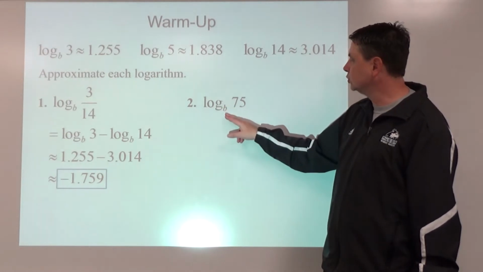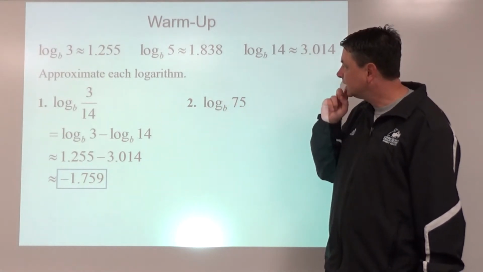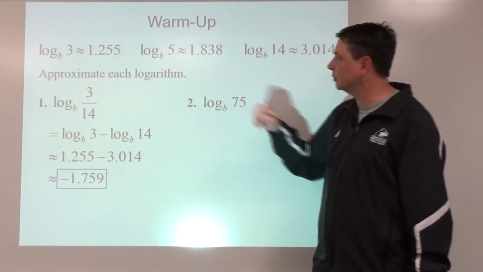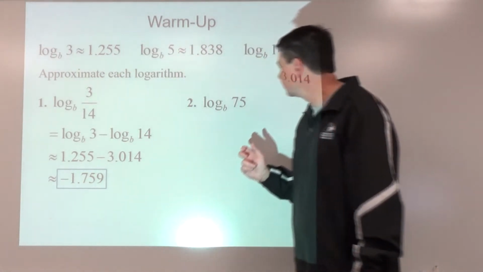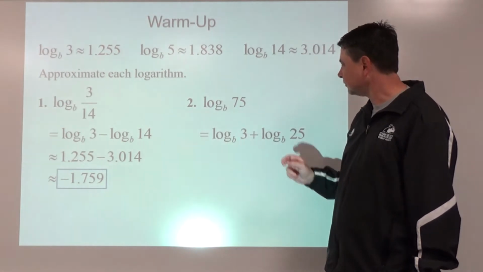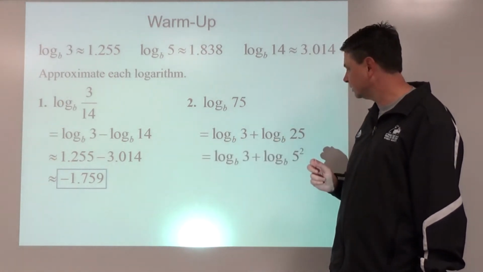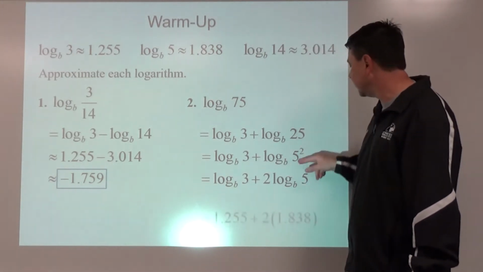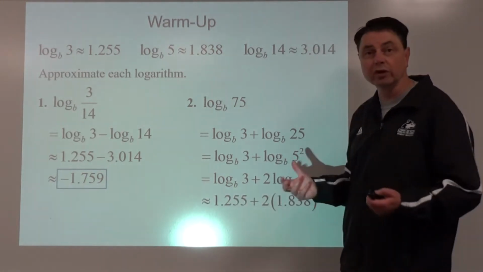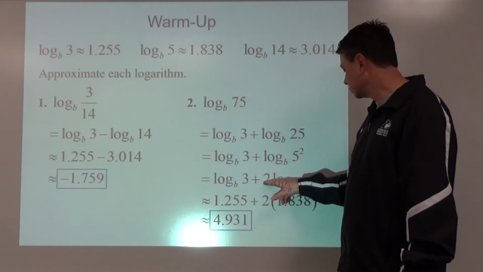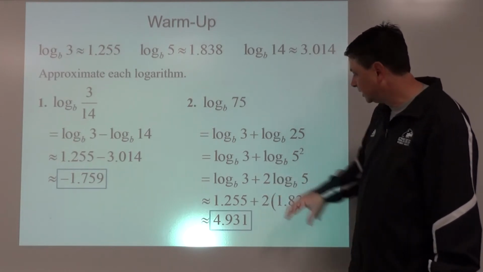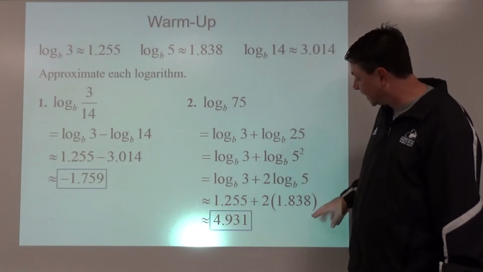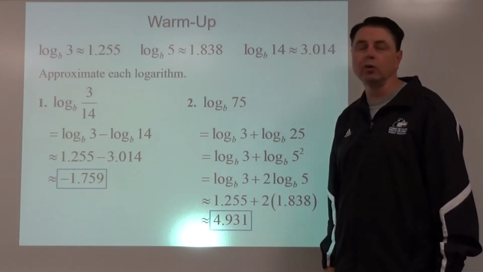And then for number 2, 75. Well, let's see. 75, I don't think it has anything to do with the 14, but maybe the 3 and the 5. We thought of that as 3 times 25. So split that up with the product property. And then 25 is 5 squared, and there's more than one way to do this. So log base b of 3 plus 2 times log base b of 5. And we would get about 4.931.